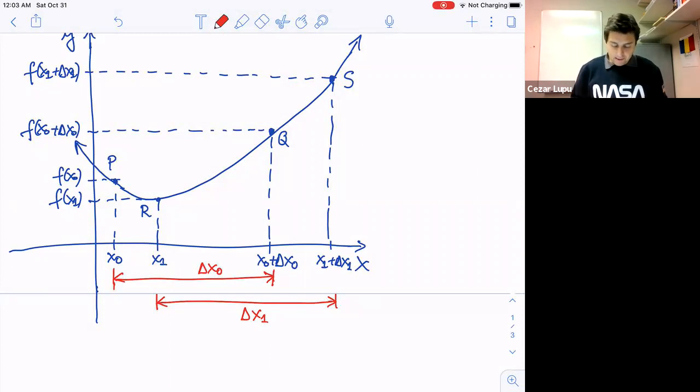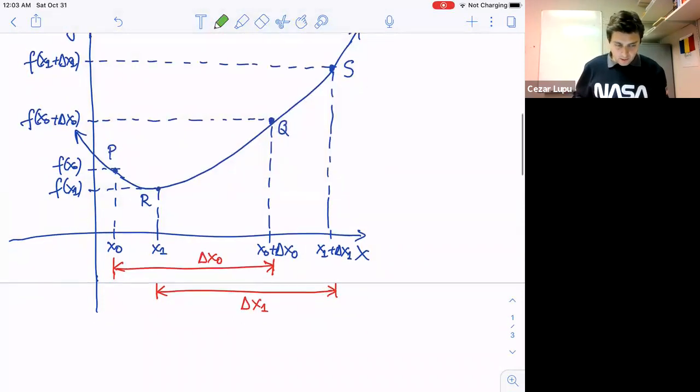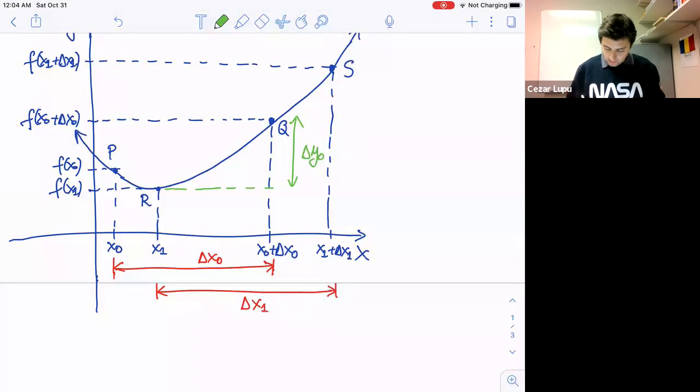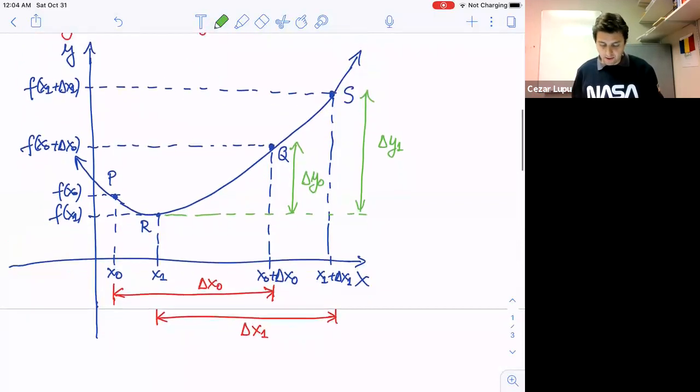Okay, and now let's see here. Let me change the color a bit. So here, between R and Q, let's just say that from here will be delta y0, right? And from here to here, this will be delta y1. Right, as you can see, the differences on the horizontal and on the vertical.